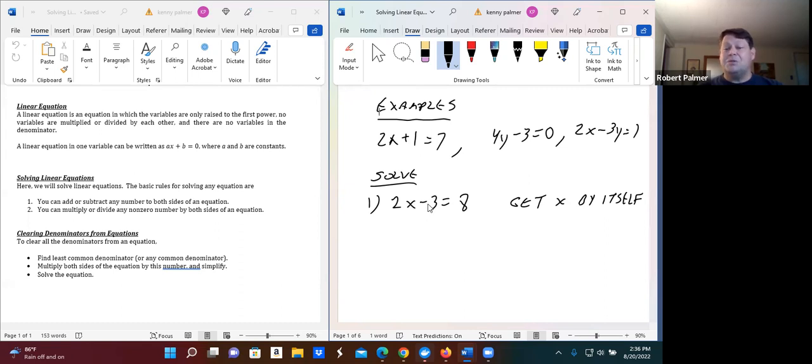Remember, if it's minus 3, the opposite of that is plus, so add 3 to both sides. You don't always have to write this out all the time, but sometimes it can help. Now this would cancel out, and you'd have 2x is equal to 11. Our goal is to leave the x by itself. The problem here, what's in the way, is the 2. So to get rid of the 2, divide both sides by 2. That crosses out, and we get x is equal to 11 over 2.